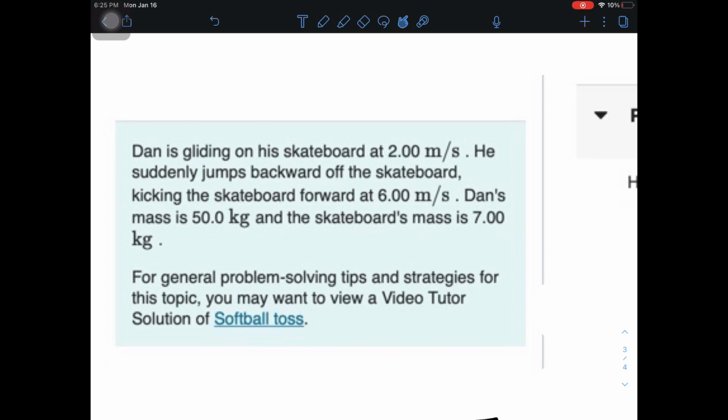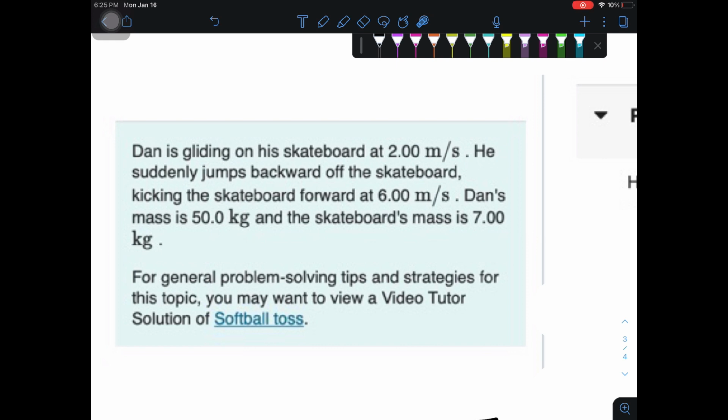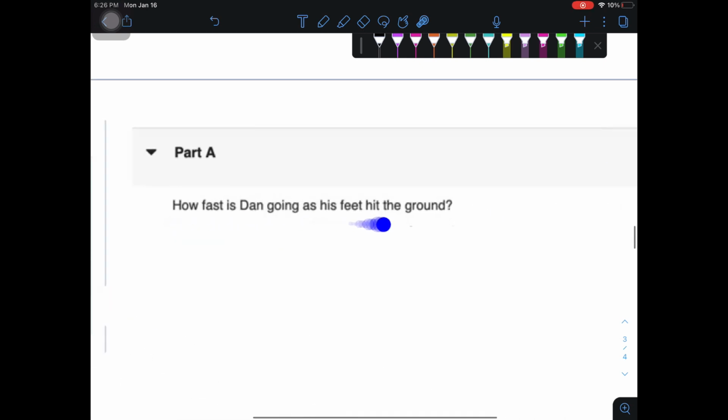Okay, so today we're going to be working on number 9 of Mastering Physics. Dan is gliding on his skateboard at 2 meters per second. He suddenly jumps backwards off the skateboard, kicking the skateboard forwards at 6 meters per second. Dan's mass is 50 kilograms and the skateboard's mass is 7 kilograms. So the question is asking how fast is Dan going as his feet hit the ground.